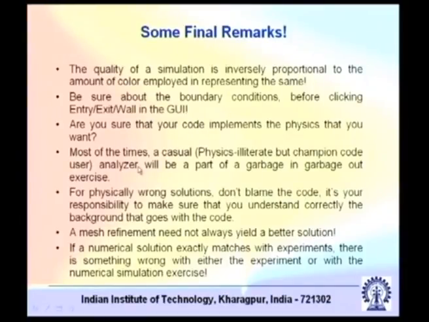So it is very important, not always to write a code by yourself, but at least to know very thoroughly what the code does. What are the strong and weak points? If such a user gets physically wrong solutions, do not blame the code. It's your responsibility to make sure that you understand correctly the background that goes with the code. Most of the times when something has gone wrong, we blame the code. The code is a dumb individual, right? It is inanimate, so it is very easy to blame a code. You cannot blame an individual, but you can blame a code. So for physically wrong solutions, don't blame the code.